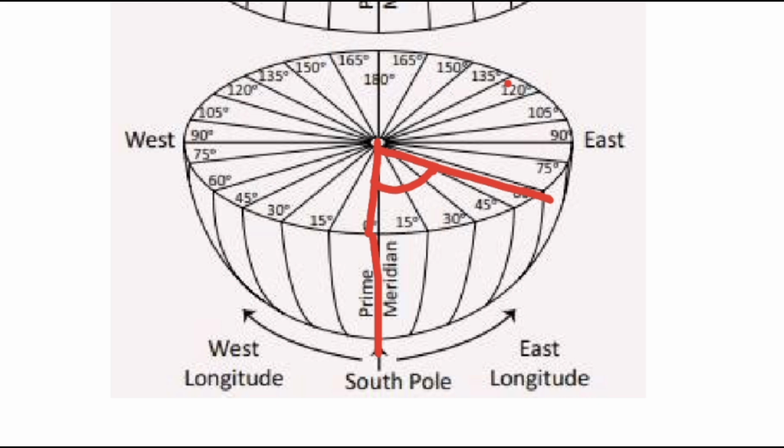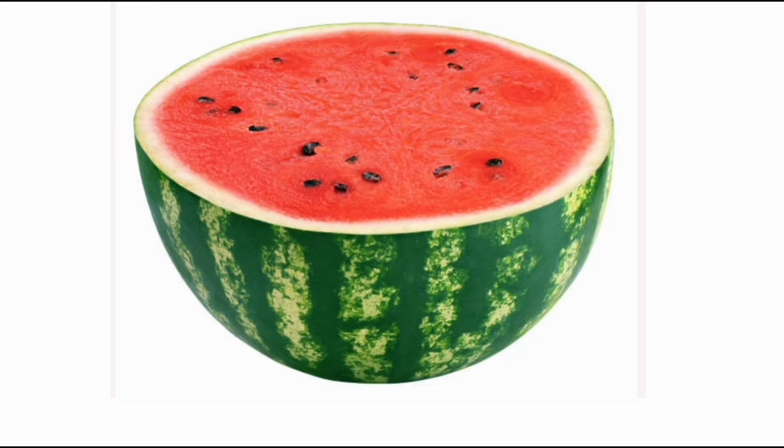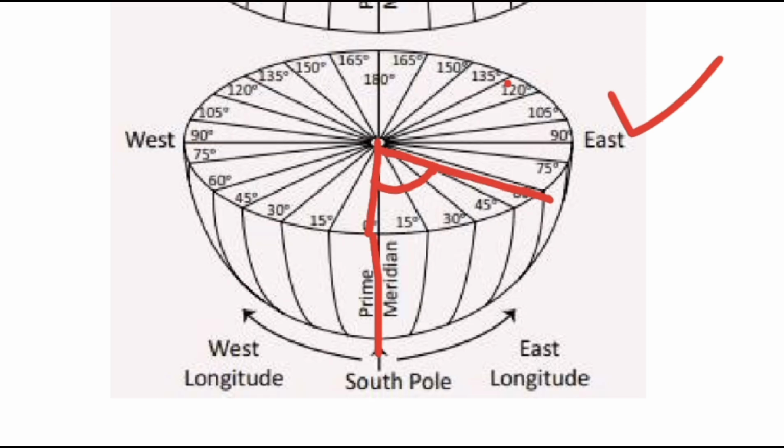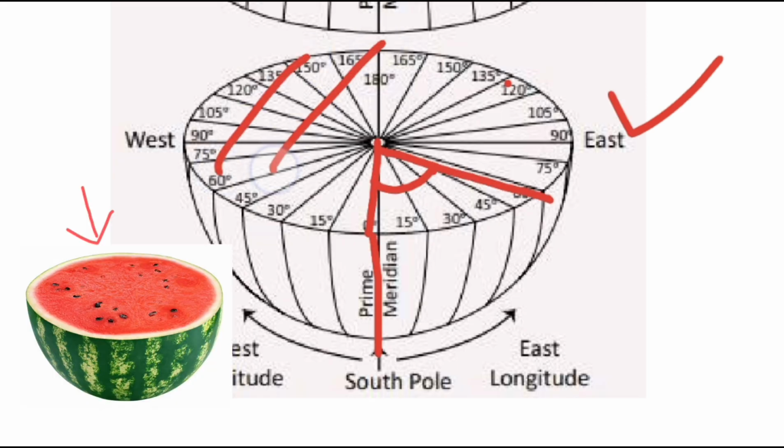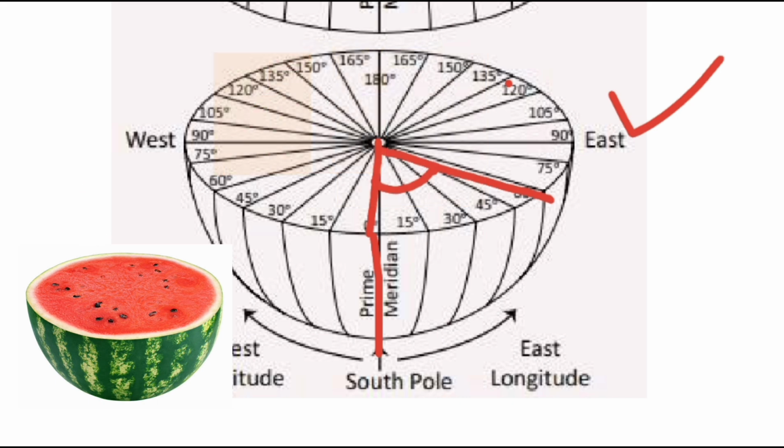Just think about a watermelon. Cut the watermelon across the middle. Then you will get something like this, isn't it? That particular portion is the red color portion. Just imagine like that, then only you will understand. So that angle we are taking across the cutting plane of the watermelon.